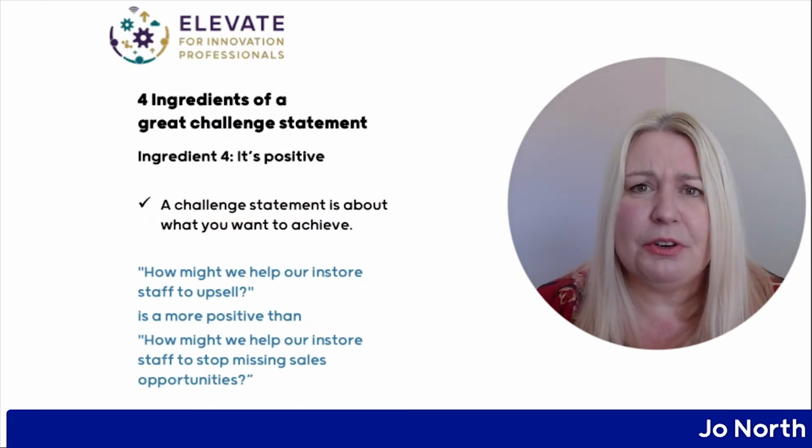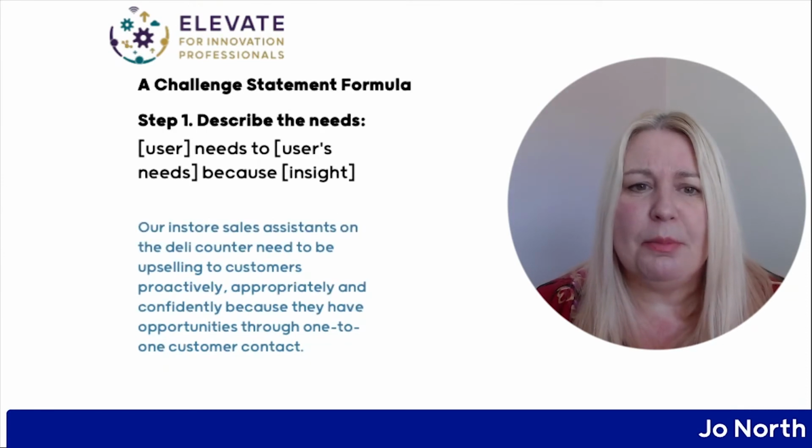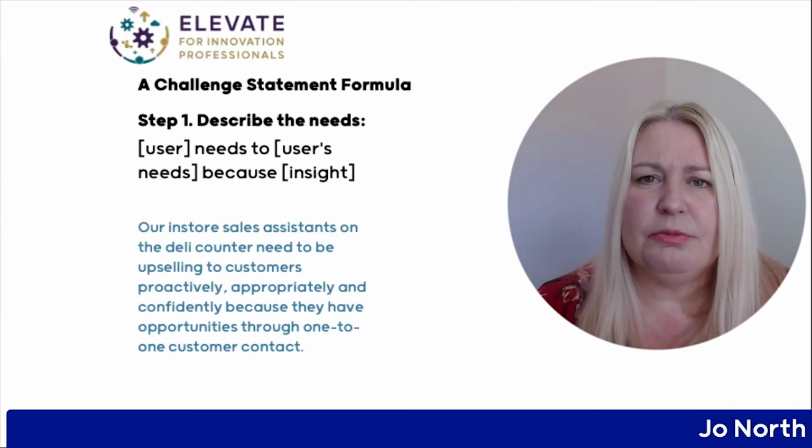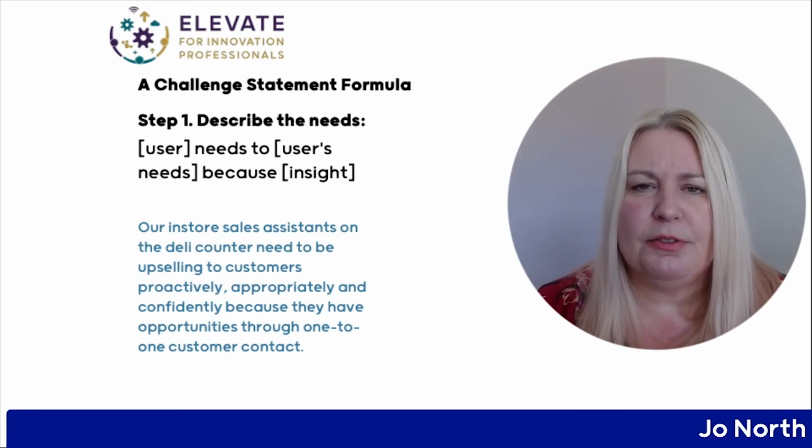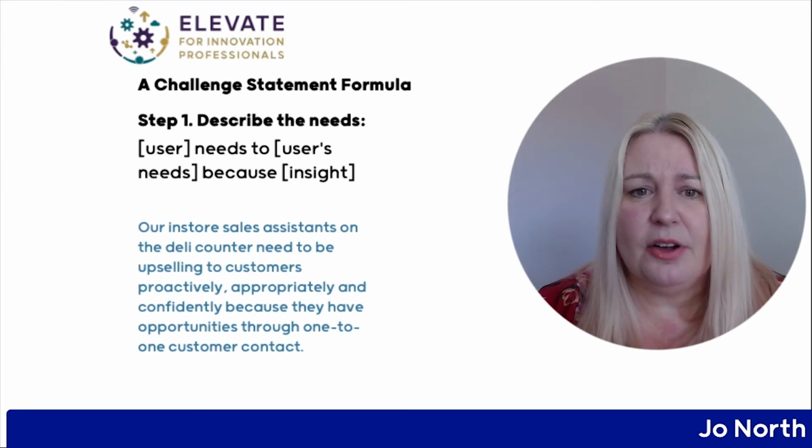Now, we've got those 4 ingredients of a great challenge statement, and you know that you've got a wicked or messy problem to solve, preferably a messy one. So how do you start your challenge statement? Well, take your "wouldn't it be fantastic if" work that you've done and your priorities. And step 1 is to describe the needs of your challenge. So the formula is: the user needs to do whatever the user's needs are, because, and then insert insight.